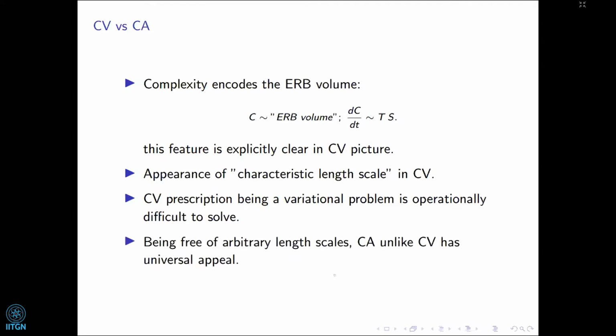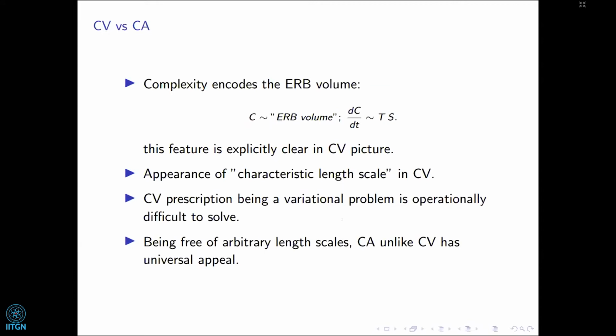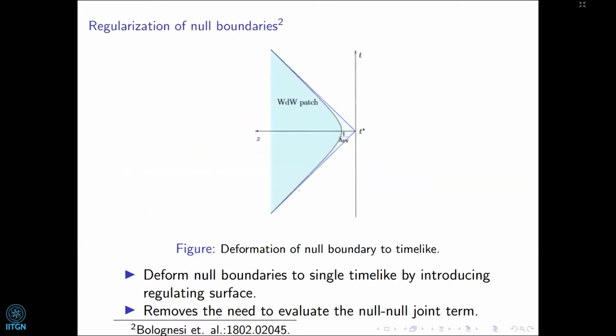It's also free of arbitrary length scales, and CA, unlike CV, has a universal appeal, because these are just universal constants sitting in the definition of the action complexity. I would also like to state that in our calculations, where two null boundaries meet, we deform those null boundaries to a single time-like slice by putting in a regulator, a regulating surface. The utility of doing this is that we can carry out the regular GHY integrals without worrying about the counterterms. And this GHY is already diffeomorphism invariant and reparametrization invariant. This way of dealing with the problem removes the need to evaluate the null joint terms, because these are two null boundaries.